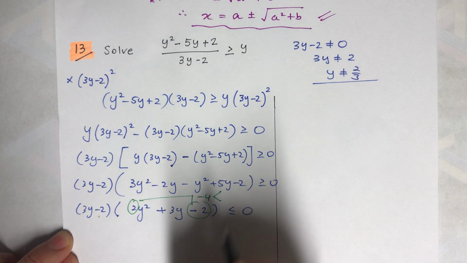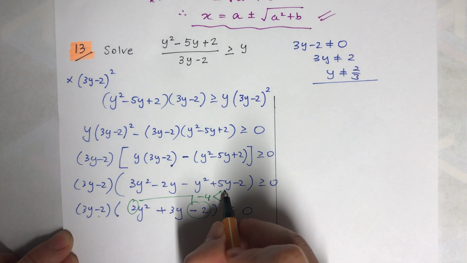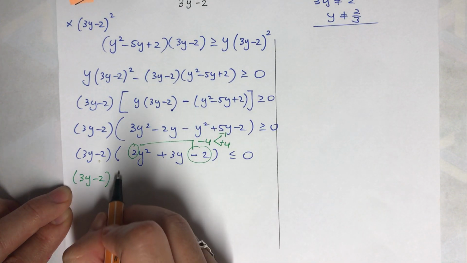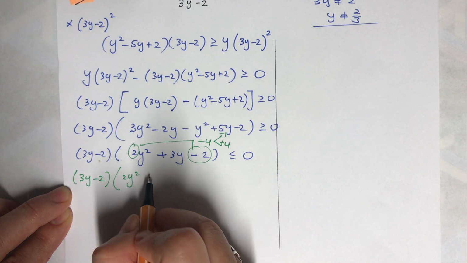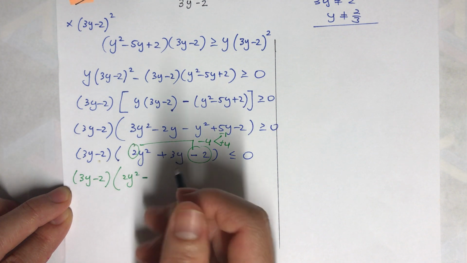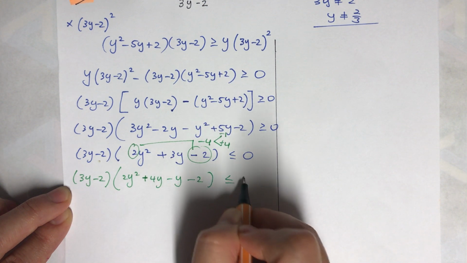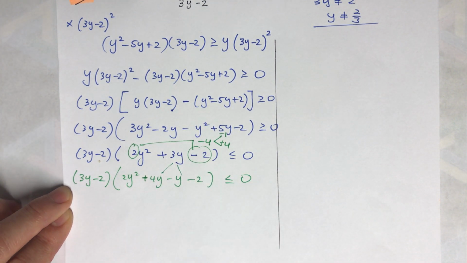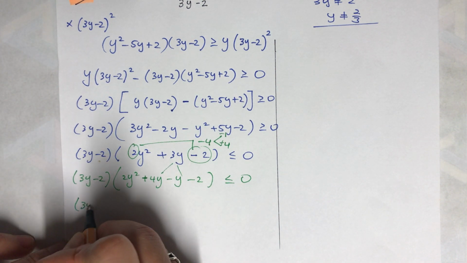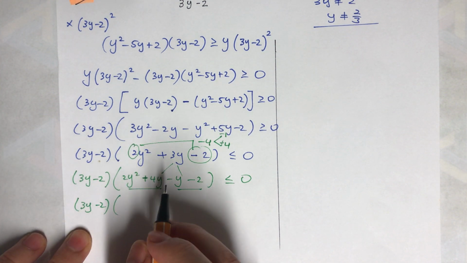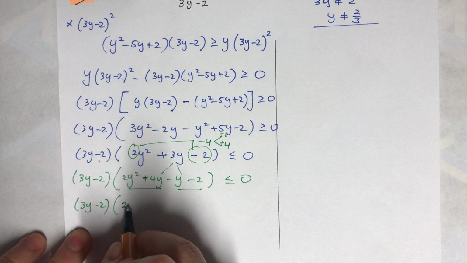Now, what factors are going to give me 3? It'll be 1 and 4, plus minus. So 3y minus 2, 2y squared. I'm going to go minus or plus 4y minus y minus 2. I didn't change anything. I just split the 3y into 4y minus y. And 3y minus 2. I'm going to factorize by grouping and taking 2y out.